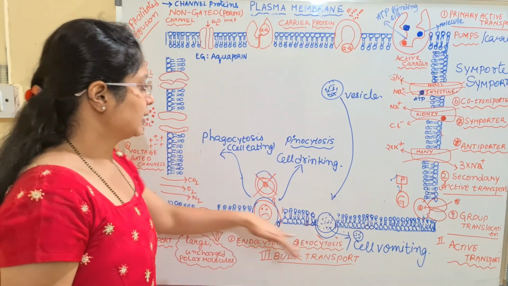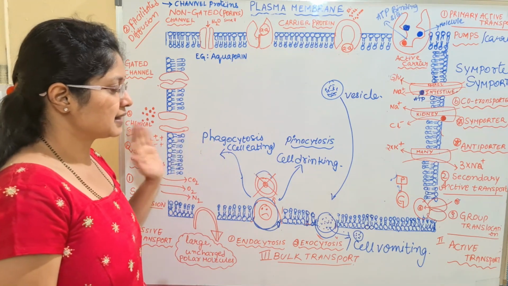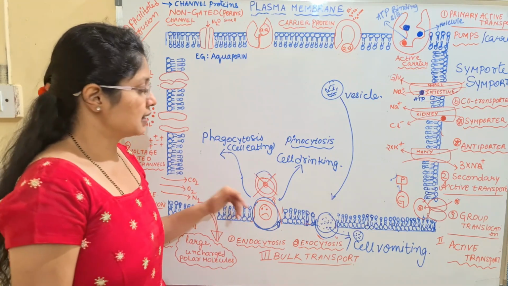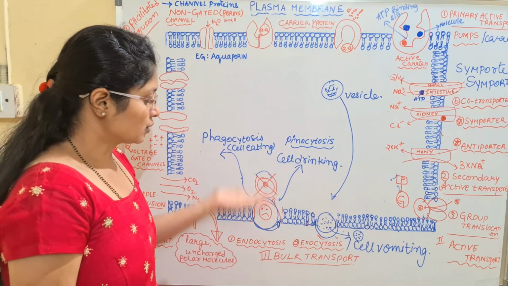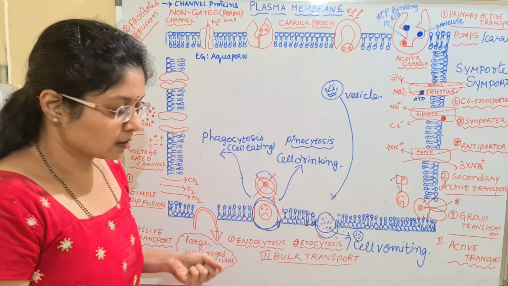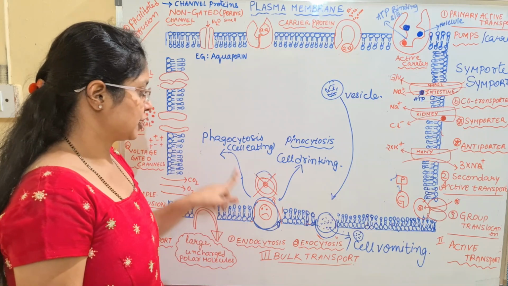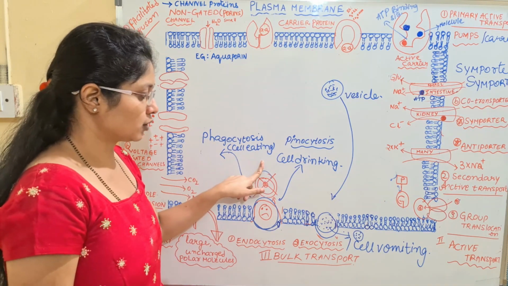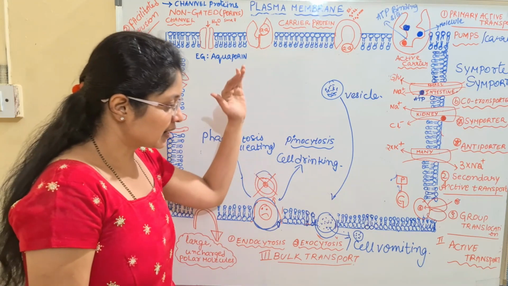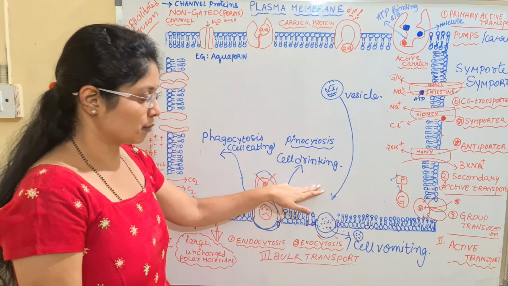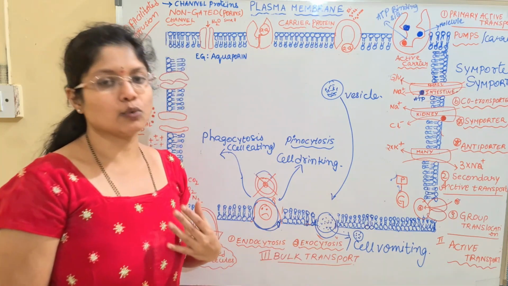So cell vomiting, cell drinking, cell eating. Cell eating is called phagocytosis, mainly seen in the immune cells, the WBCs, and cell drinking is pinocytosis. If endocytosis, or the inward movement of these large molecules, is taking place: if it is solid, we call it cell eating or phagocytosis. If it is liquid, we call it cell drinking, pinocytosis. And if it is expelling the substance outside from the cell interior, we call it exocytosis. Exocytosis can also be called cell vomiting.